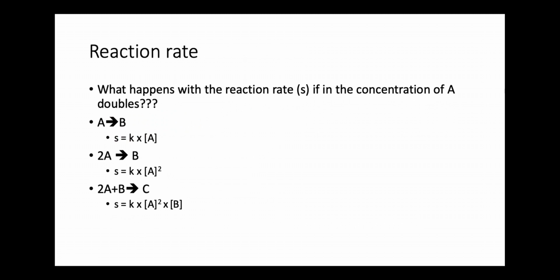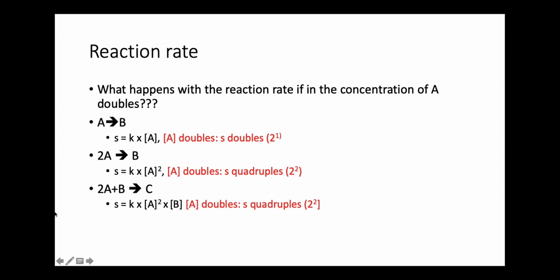But first of all, I want to look at what's going to happen if I double the concentration of A. So we can see it here. If A doubles, so times 2, my S will double, 2 to the power of 1. In the second situation, if A doubles, it is 2 to the power of 2, which is 4. So S goes up by a factor of 4, it quadruples. Here it's the same, because it's A squared times B, and I only have information on A. If A doubles, the rate goes up again by a factor of 4. So you see the 2 here, you find it here as well for the rate.